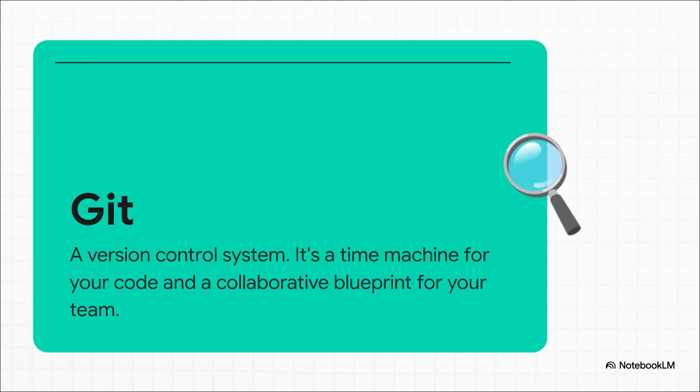Git is a version control system. And that's just a fancy way of saying two things. It's a time machine for your code, and it's a collaborative blueprint for your team. It lets you rewind to any point in your project's history and makes it possible for lots of people to contribute without stepping on each other's toes.